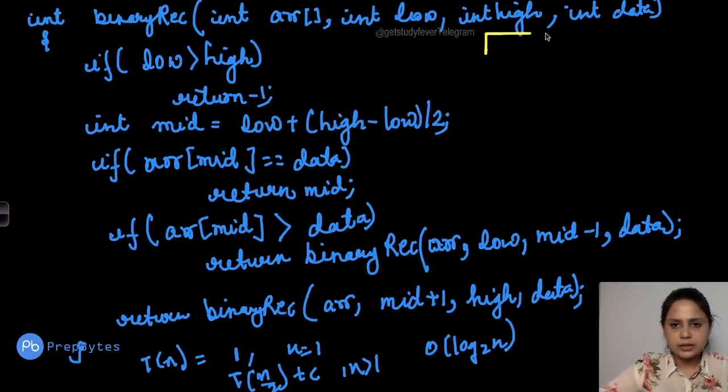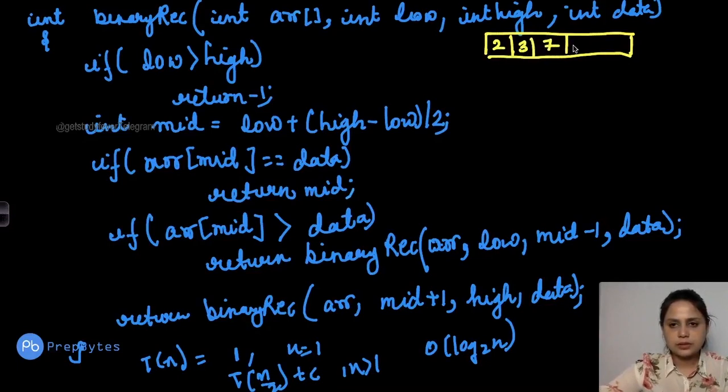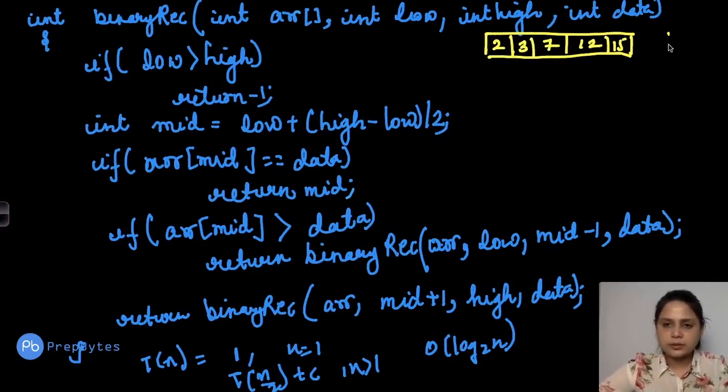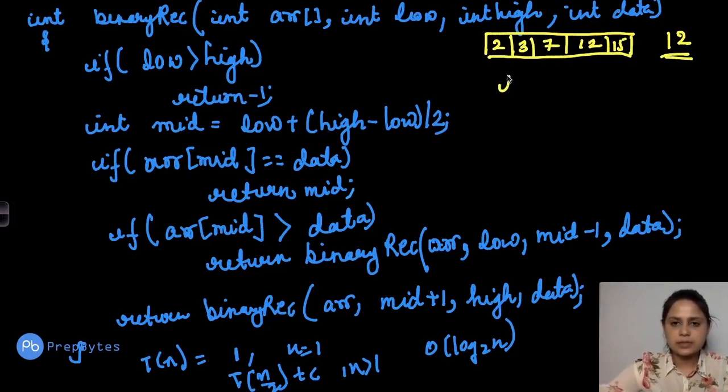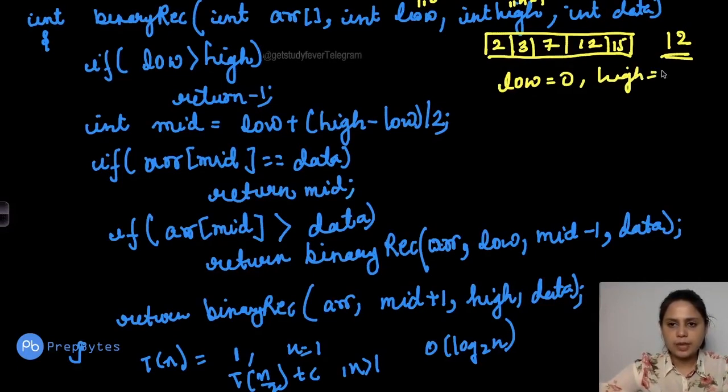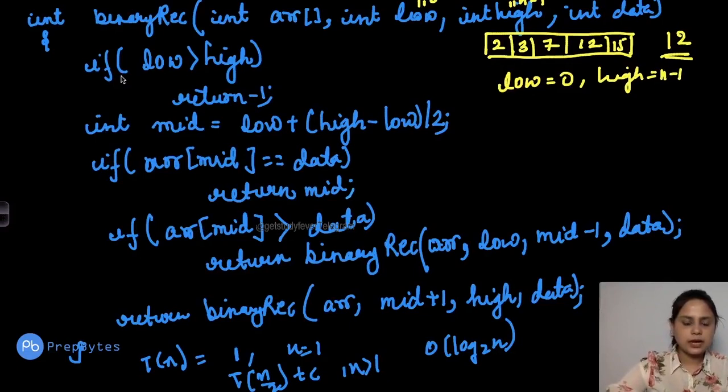So let's say I have an array. I'll take a small array: 2, 3, 7, 12, 15, and let's say I have to find 12. Now let's see how the code works. Initially, from main, when this particular function is called, we give the value of low as 0 and high as n minus 1. So we have low equal to 0, high equal to n minus 1. Now we check if low is greater than high. No, that is not the case.